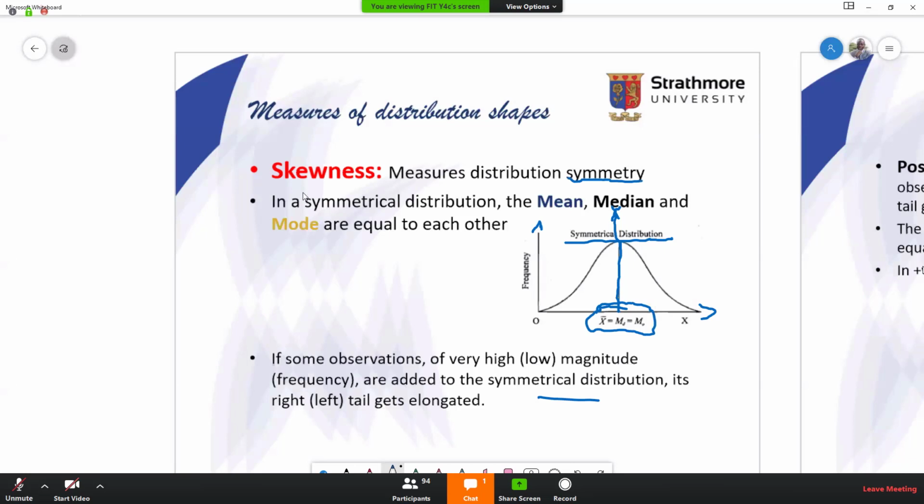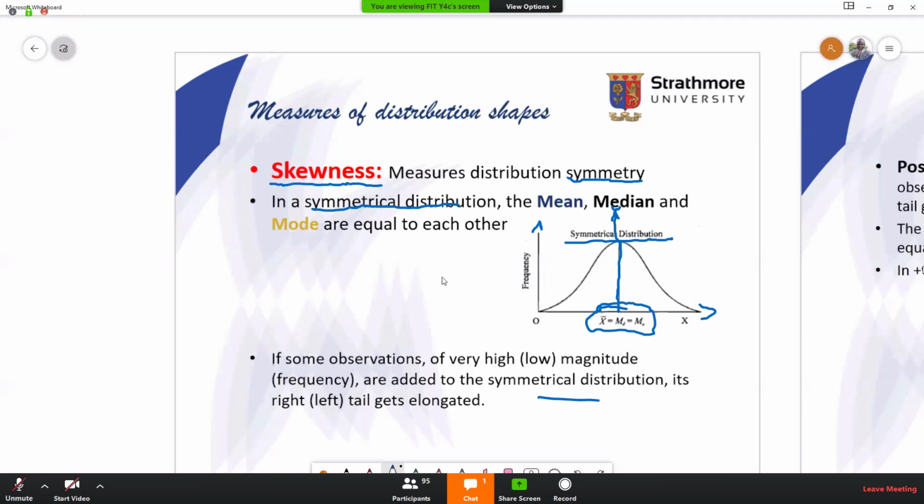So skewness is able to measure the symmetry of a distribution. It is called a symmetrical distribution. The mean, mode and median are all found at the center and they are all equal to each other. So the mean is equal to the mode and equal to the median in a perfect symmetry. It is not skewed. There is no skewness here, or the skewness is 0, as we are going to measure and see.